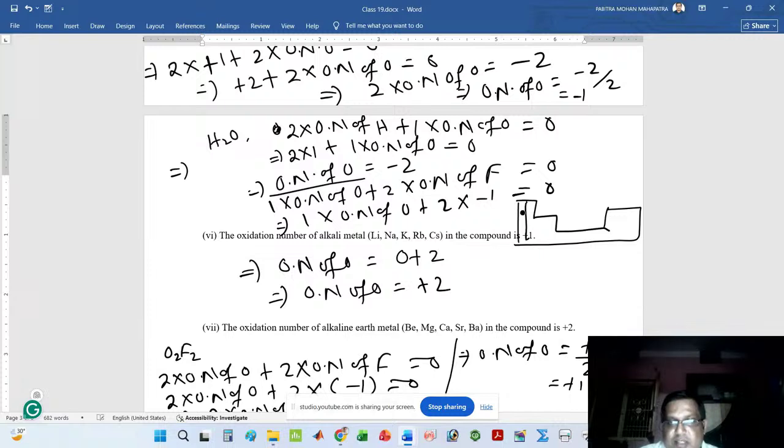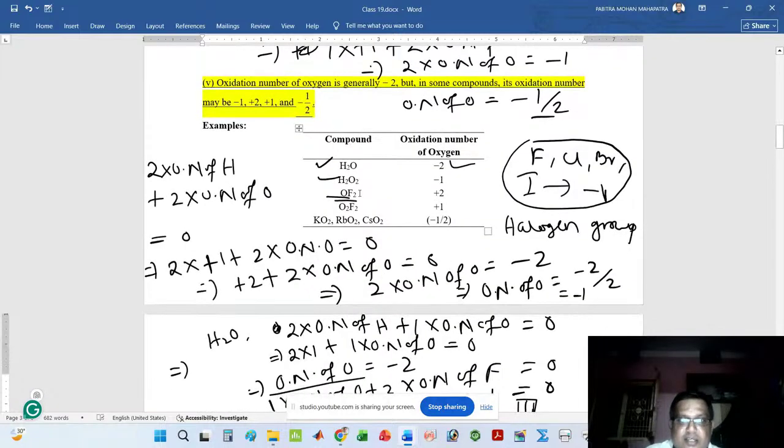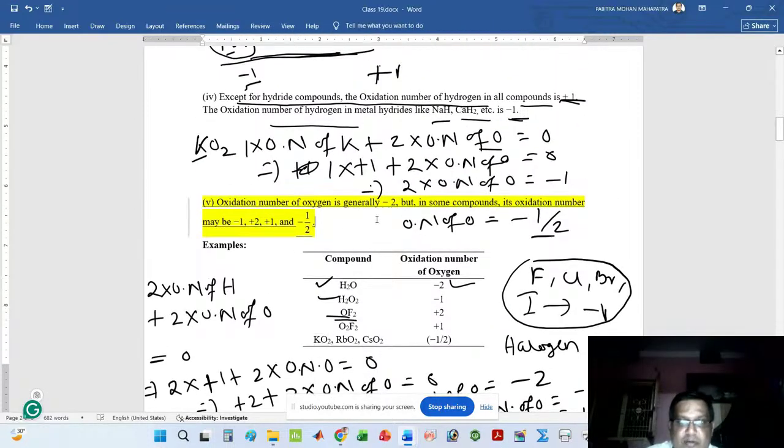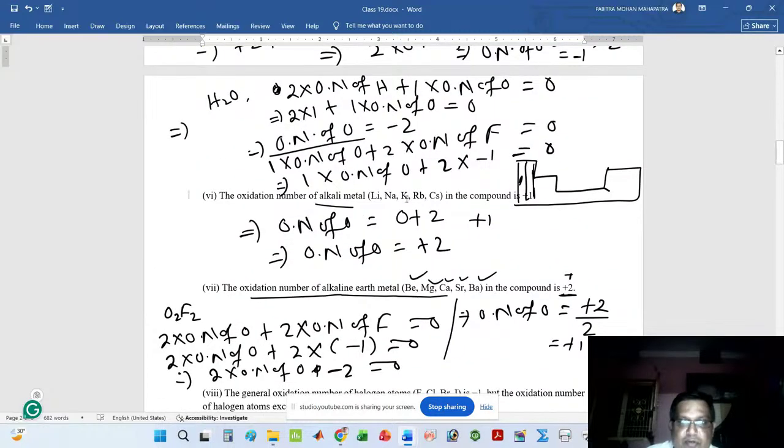Here, the first column is said to be alkali metal, and the second column is said to be alkaline earth metal. The alkaline earth metals are beryllium, magnesium, calcium, strontium, barium. The alkaline earth metals always show the plus 2 oxidation state. Remember, the alkali metals show plus 1 oxidation state. The alkaline earth metals show plus 2 oxidation state. Look at this example, KO2, I have taken the oxidation number of potassium as plus 1 because it is an alkali metal. Here I have listed lithium, sodium, potassium.